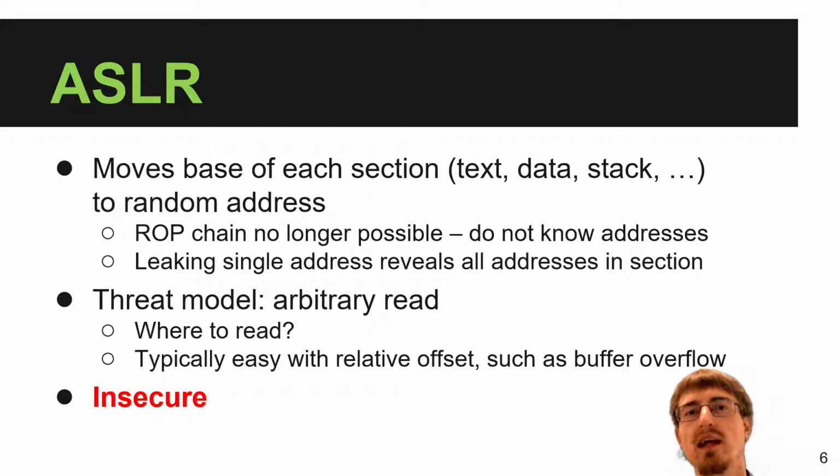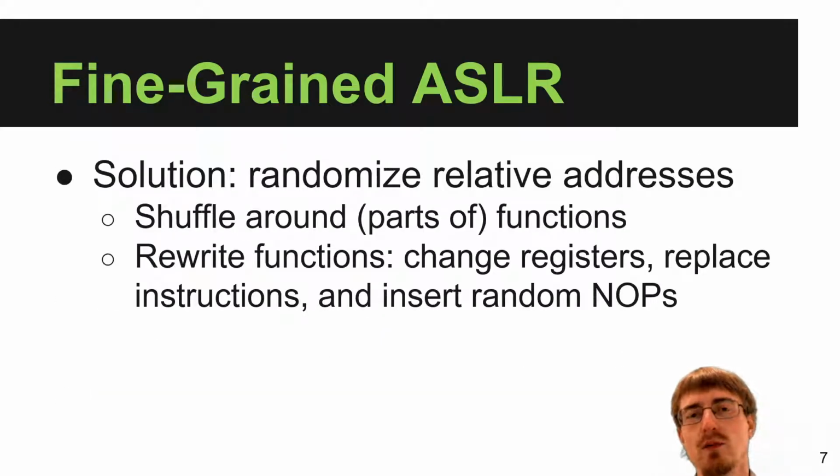It's insecure. What can we do to make ASLR more secure? Now, since we were able to compute all the addresses in a section using just a single address, what we need to do to fix this is to randomize also all the relative addresses. In this case, we can no longer derive all the pointers from a single pointer because we don't know the relative addresses. So we can achieve this, for example, by shuffling around functions or even parts of functions, so-called basic blocks that are defined by the points where there are control transfers. So we can shuffle around the functions.